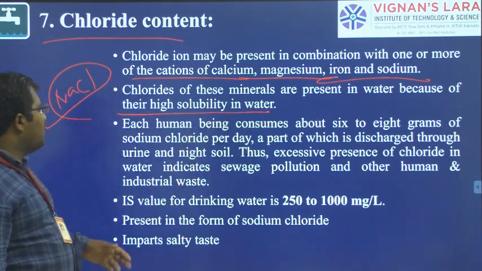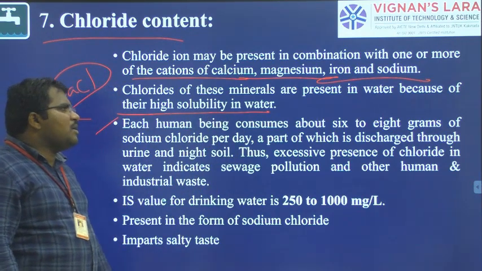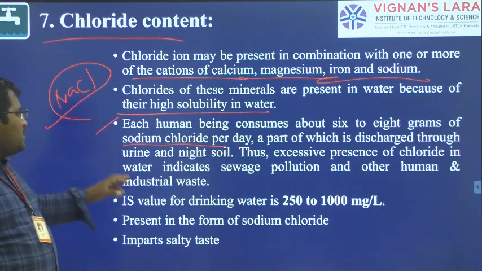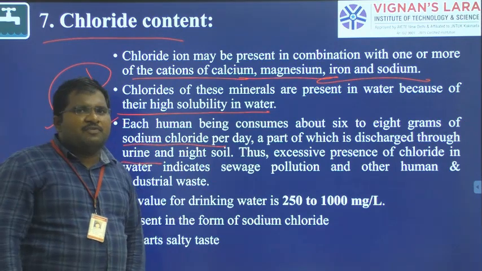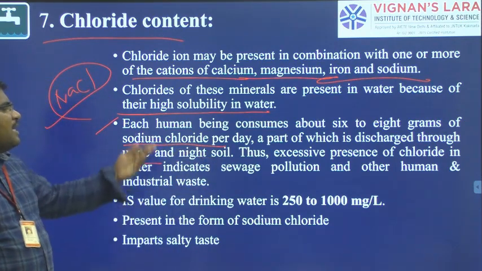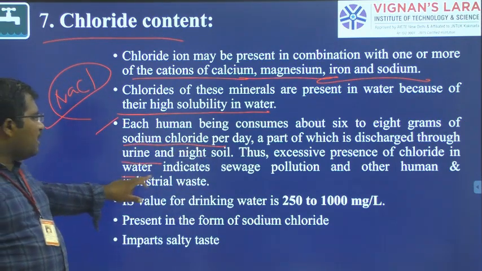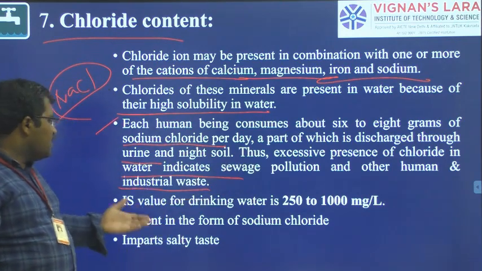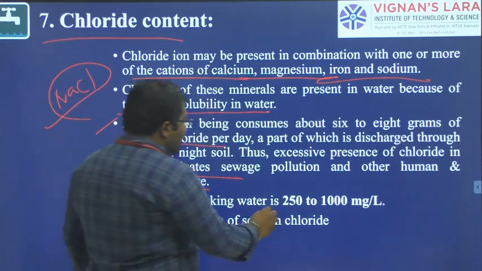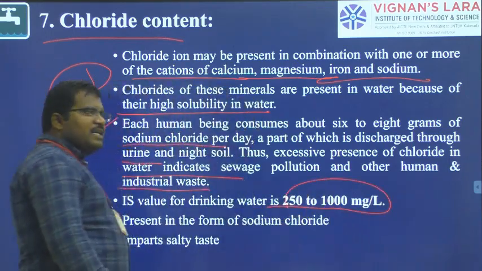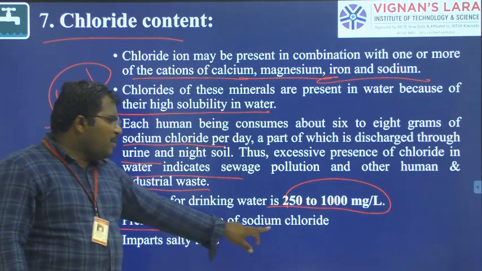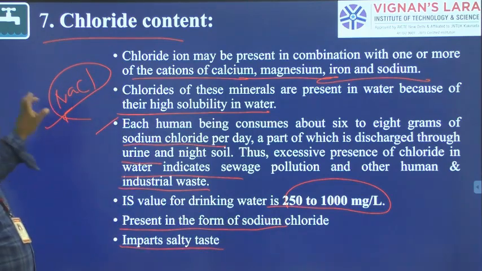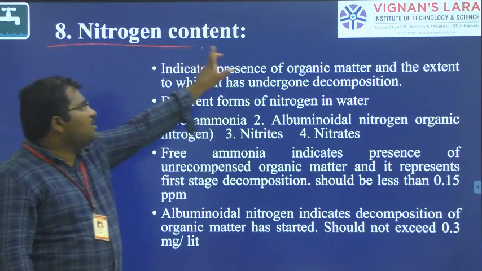Because of high solubility in water, each human being consumes about 6 to 8 grams of sodium chloride per day, a part of which is discharged through the urine as well as the fecal matter, that is called night soil. Thus, excessive presence of chloride in water indicates sewage pollution and other human industrial waste. The highest value for drinking water is 250 ppm according to Indian standards. It is present in the form of sodium chloride, and it is going to impart a salty taste to the water. Next, nitrogen content.